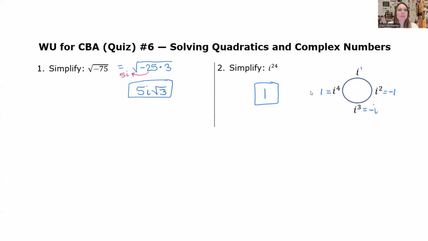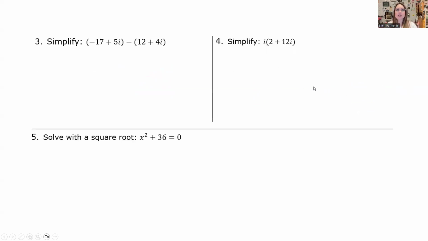Moving on. Next, we're going to do some operations with imaginary or complex numbers. And so imaginary has the i, complex has the i. So to simplify, anytime you have parentheses, you have to look in front of the parentheses. If there's nothing there or it's a positive, you can just take away the parentheses. It's like they weren't even there. If there is a negative, you have to make every sign inside the parentheses opposite. So this will become -12 and then -4. So I'm going to distribute the negative to both pieces inside that binomial.